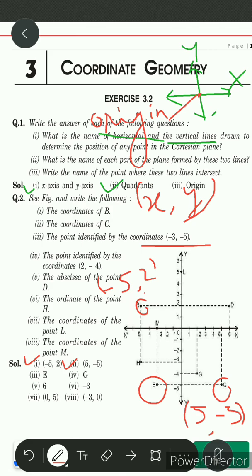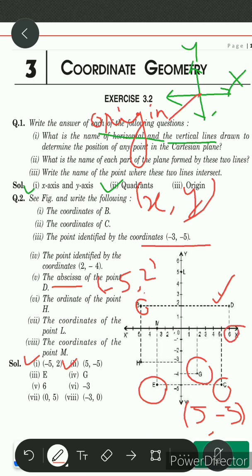Fourth part of the question says, the point identified by the coordinate (2, -4). The point identified is G. Question number 5. The abscissa of the point D. I explained you the value of x from the origin is known as its abscissa. So the point D, this is your D and the abscissa is 6.